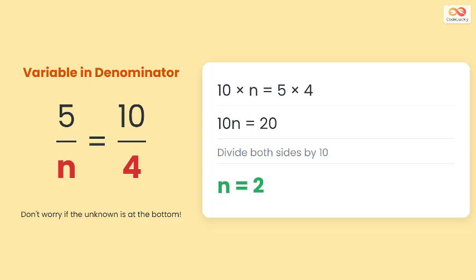What if the variable is in the denominator? It works exactly the same way. In this example, 5/n equals 10/4. We cross-multiply. 10 times n equals 5 times 4. This gives us 10n equals 20. Divide by 10, and n equals 2.